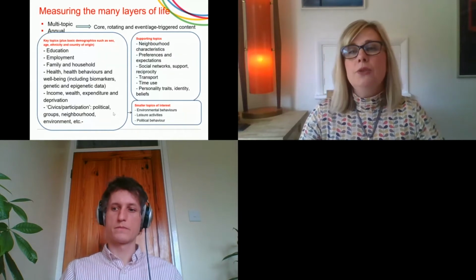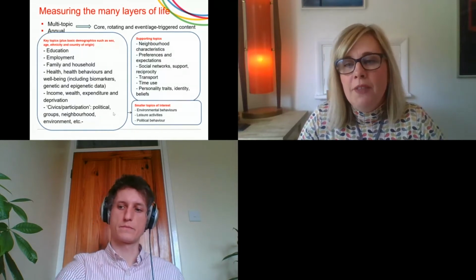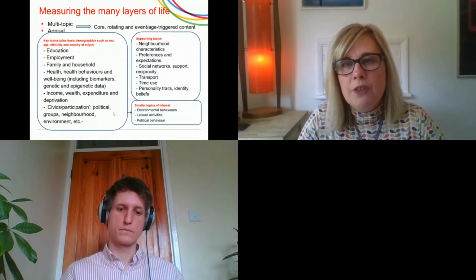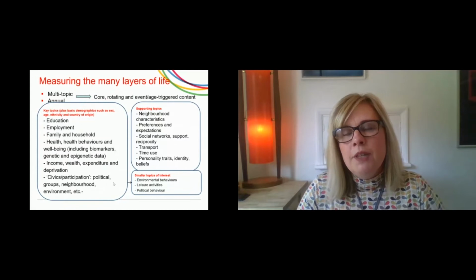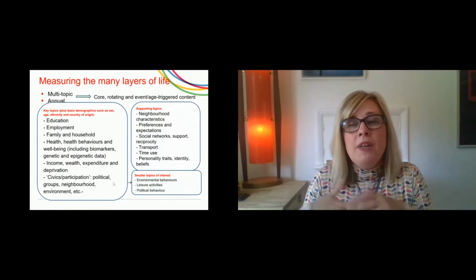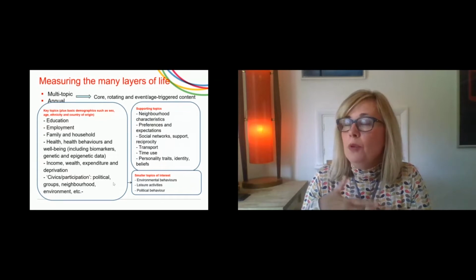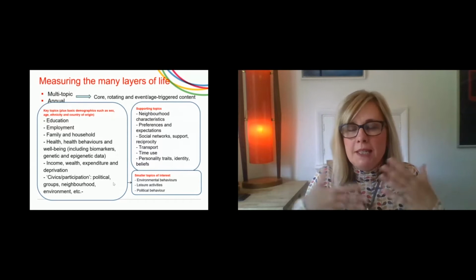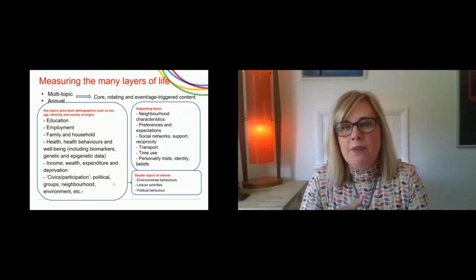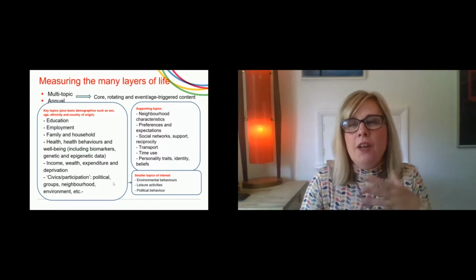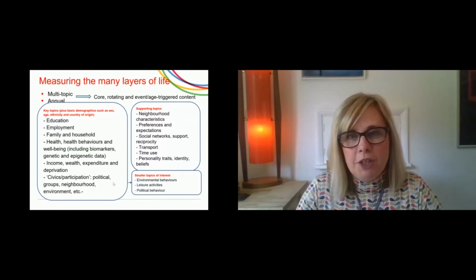On the right there, you'll see our supporting topics, and then underneath are smaller topics of interest and how they all link together. Now, an example of event or age-triggered content. So event-triggered content could be, for example, if one of our participants has a baby, that would obviously trigger some data that we would want to capture around that event. And similarly, as a participant reaches specific ages, that will trigger content that we'd like to capture.